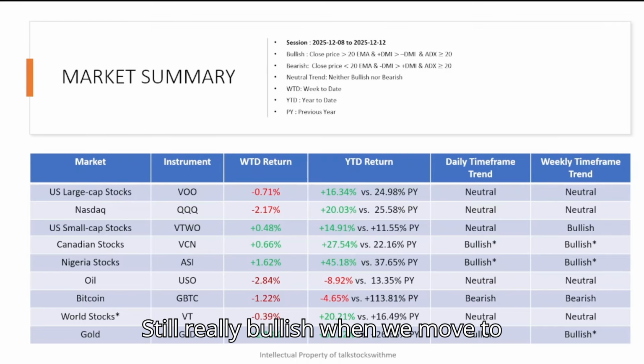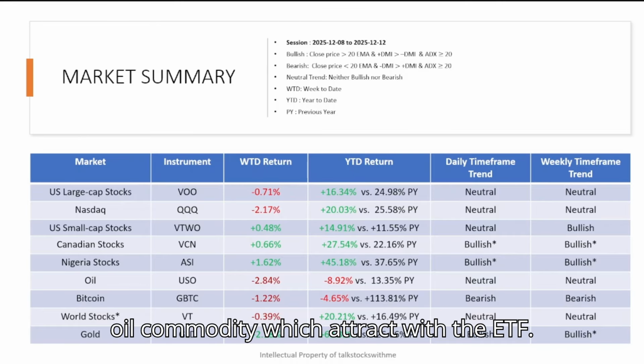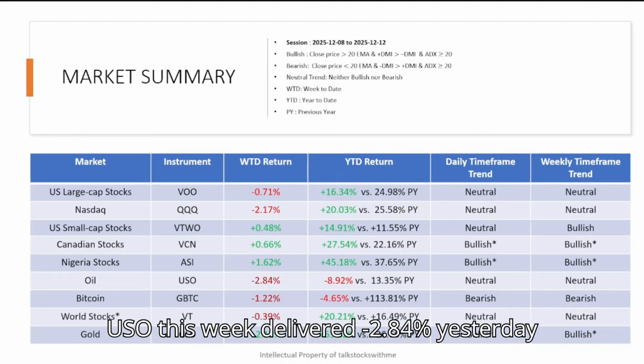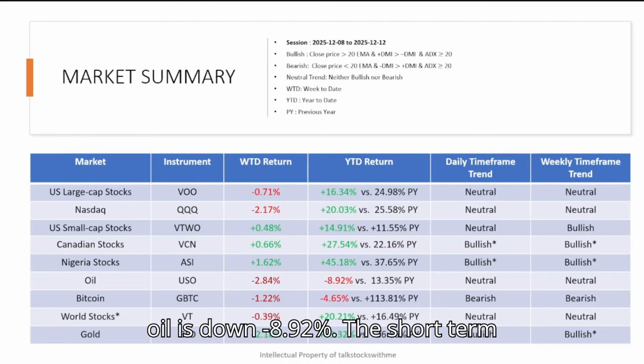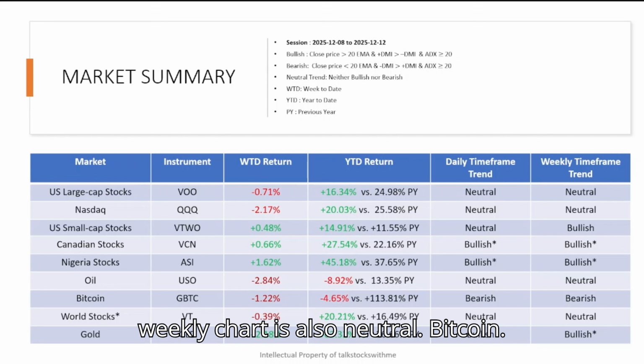When we move to the oil commodity, which I track with the ETF USO, this week delivered negative 2.84%. Year to date, oil is down negative 8.92%. The short-term trend on the daily chart is neutral, while the mid-term trend on the weekly chart is also neutral.